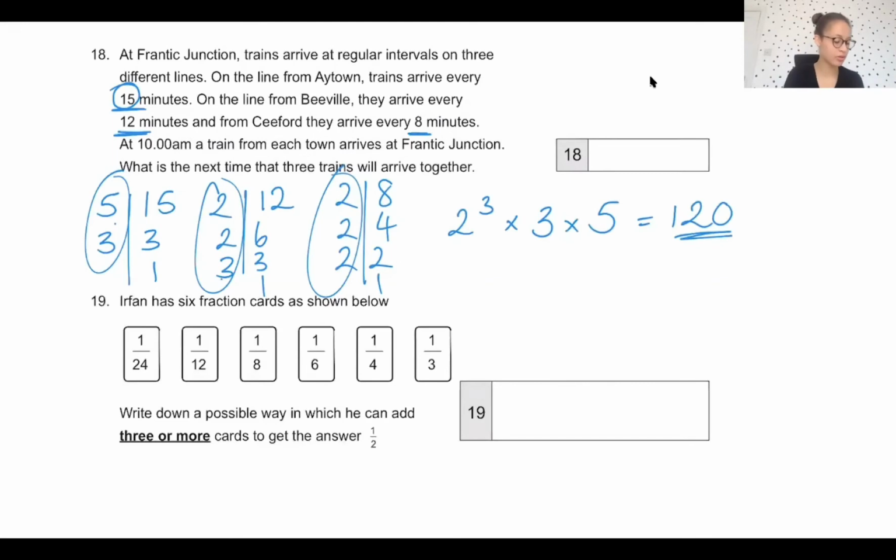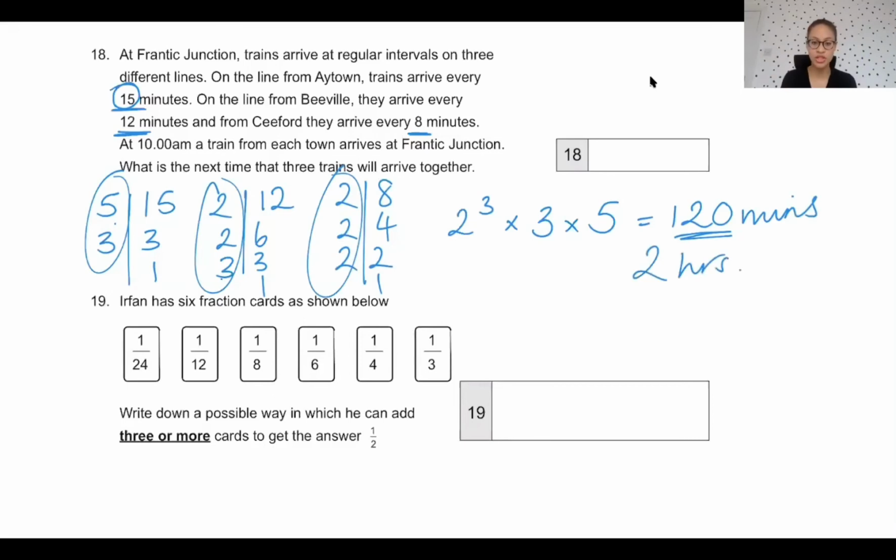So 15 times 8, by the way, is 120. You can do it that way, but sometimes that doesn't give you the smallest number. It just gives you a number that they go into. But yeah, it's 120. So after 120 minutes, the trains will meet again. 120 minutes is 2 hours.